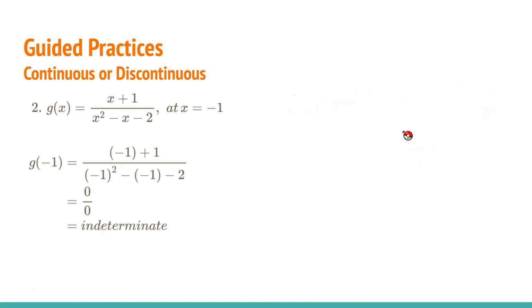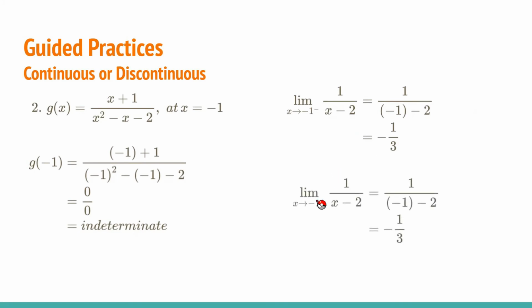That means now we are trying to find the limit of 1 over x minus 2 as x approaches -1 from the left. So here, we can now replace the values of x with -1. So 1 over -1 minus 2 will give us -1 over 3. And then let's proceed with the one from the right. And we'll actually get the same limit, which is -1 over 3.